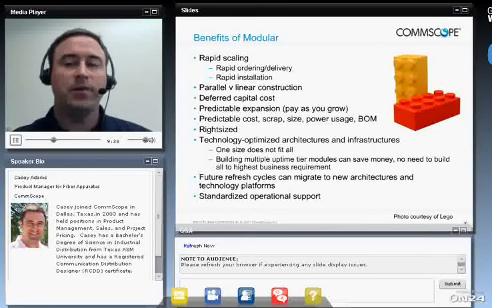And finally, being able to standardize your operational support, knowing that from one to the next, your installation will have a similar or same look and feel and function, allowing your team to be more effective in the management of it.